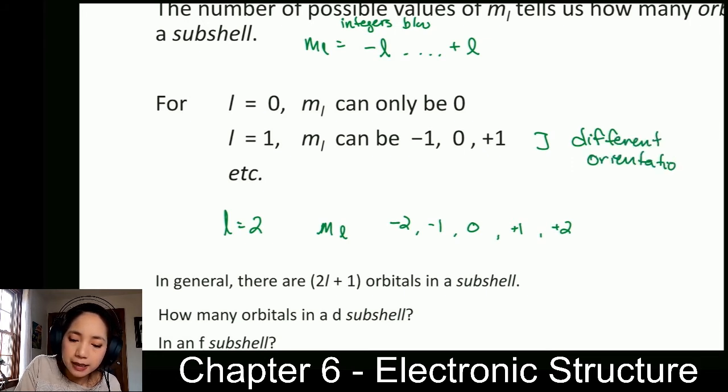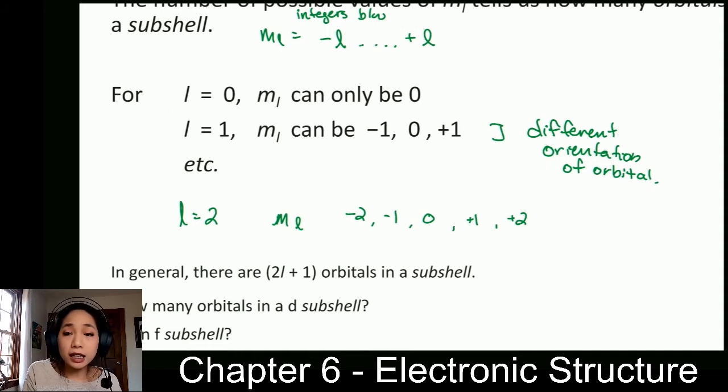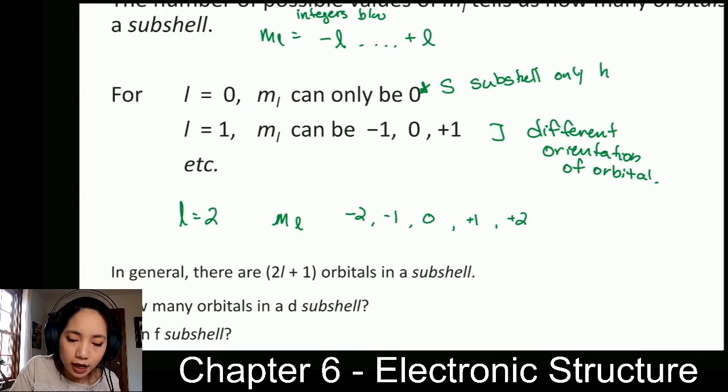Different orientations of orbitals. And these orbitals make up the subshell, which is our L shape of orbital. All right, and so within the L equals 0 secondary quantum number, since there's only one ML value or magnetic quantum number available, that means that our L equals 0 shape, our S orbital, only has one orientation. So the S subshell only has one orbital orientation, and you'll see why when we look at the shapes.